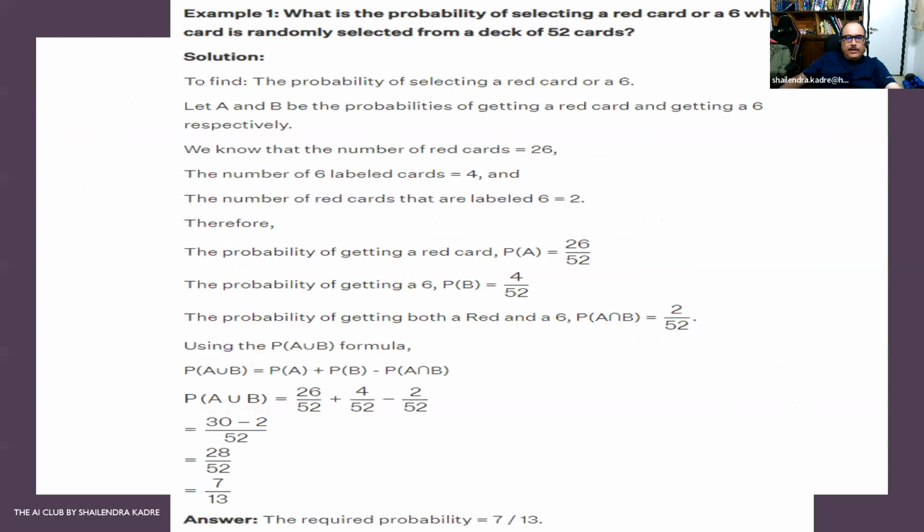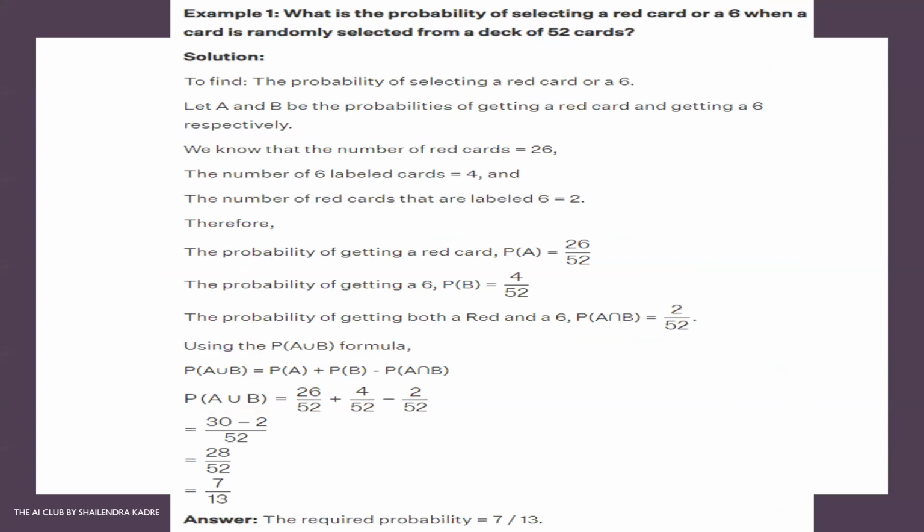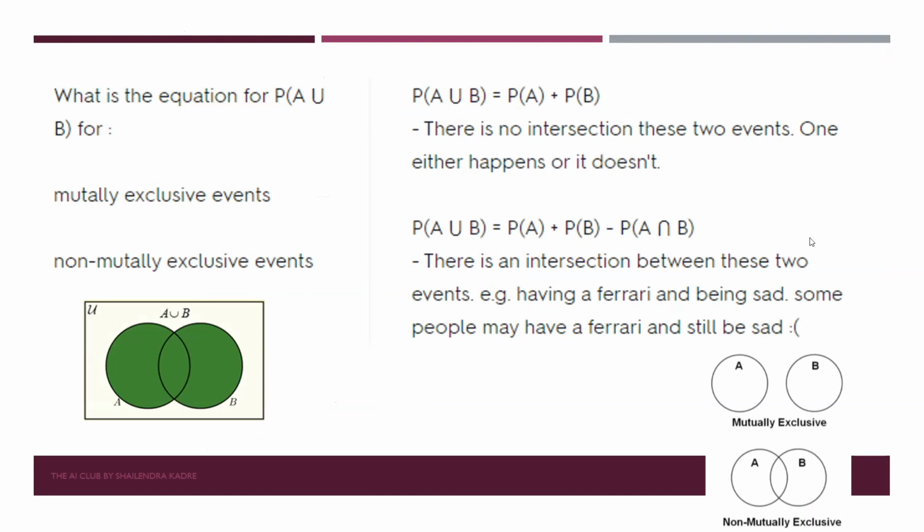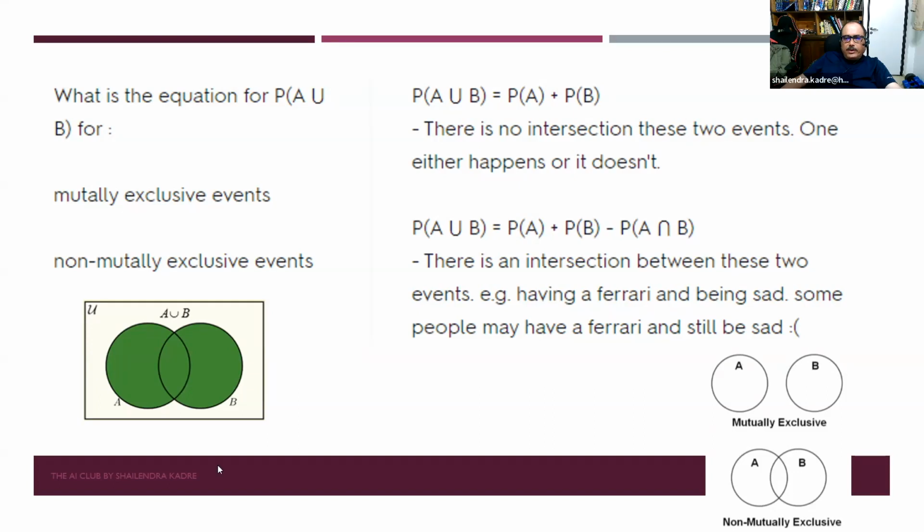Now we'll take one example. Sir, in that formula, when we say minus P(A intersection B), will it be the total of the intersection, or how will it be considered? P(A intersection B) is PA into PB.